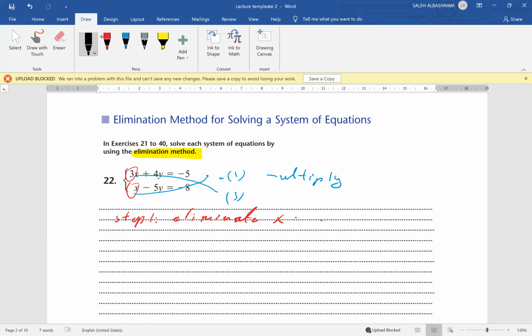If we multiply it by minus 1, minus 1 times 3, I will have minus 3x, minus 1 times 4 gives me minus 4y, equal to plus 5, since minus 1 times minus 5 equals plus 5. Now the second equation we multiplied by 3. So 3 times x, I will have 3x, 3 times minus 5 is minus 15y, equal to 3 times minus 8, equal to minus 24.